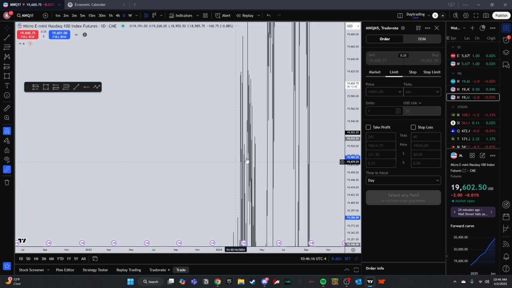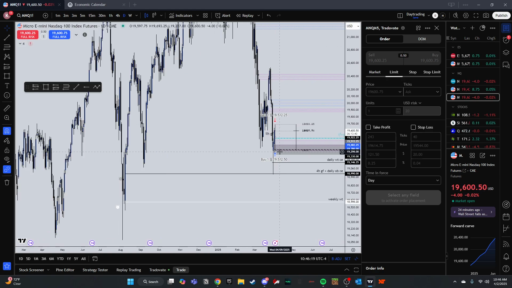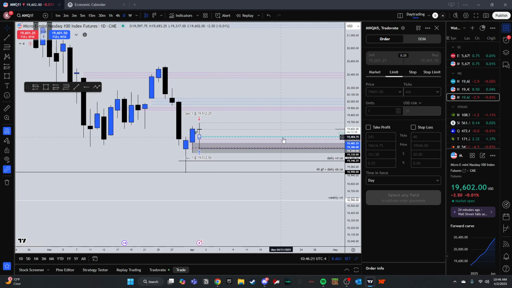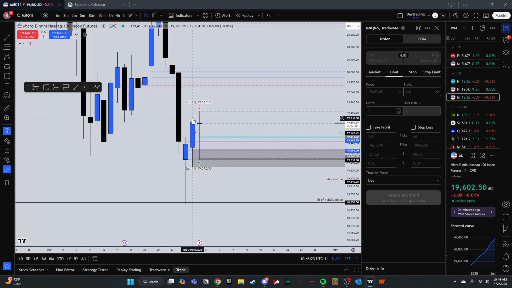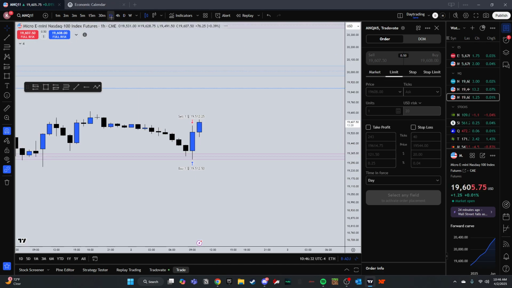Coming into the day, doing our PXL, PXH, we have our drawn liquidity as previous day's high. Since we closed above the previous day's high and rallied quite a bit above it, our bias is up here.